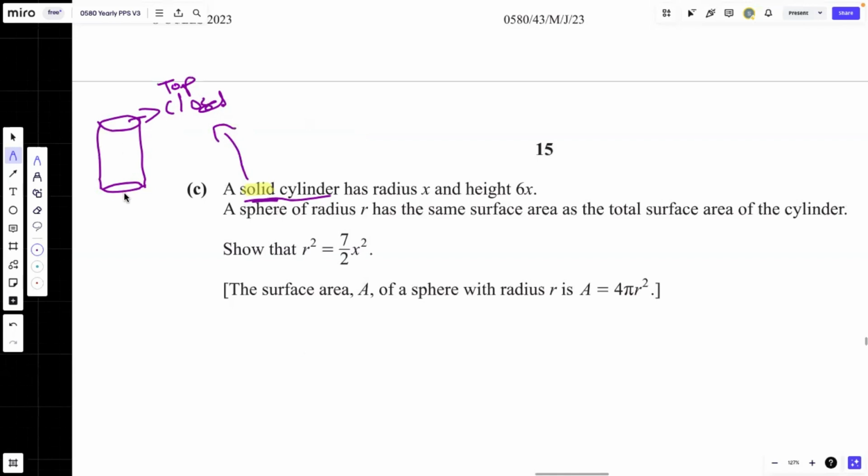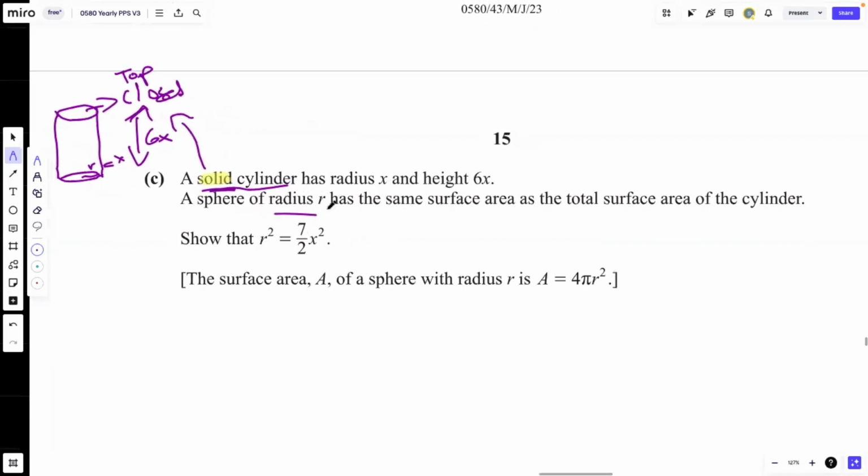It has the radius x, so that's your radius, which is equivalent to x, and the height of the cylinder is 6x. A sphere with the radius r has the same surface area, so that's your key underlining here. Your surface area is the same for the sphere and the total surface area of the cylinder. And you're supposed to show this.